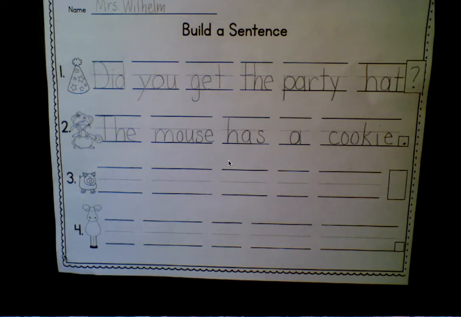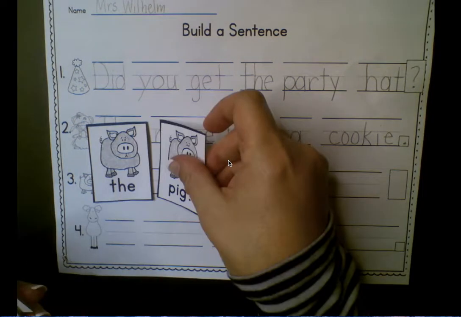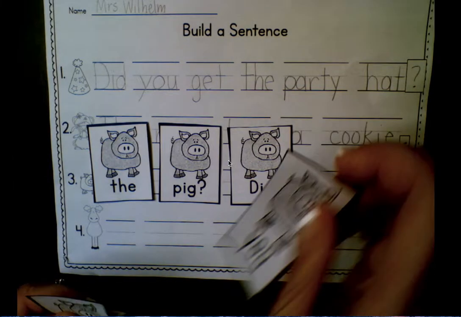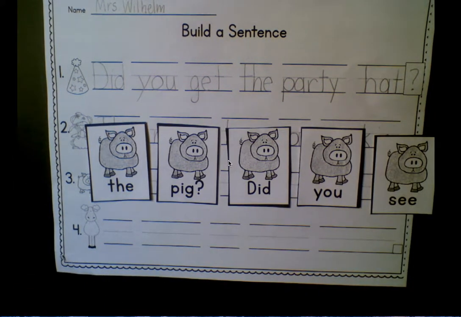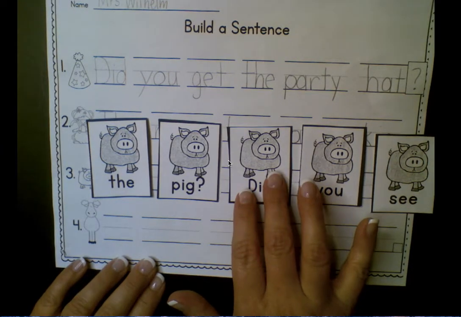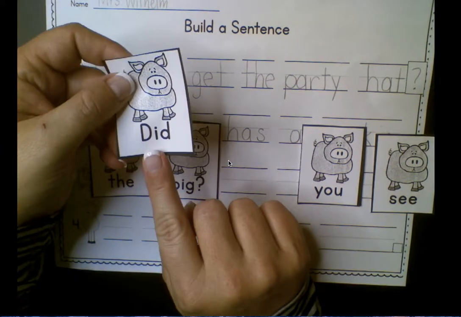This time, I'm just going to mix these up and we're going to see if we can figure something out. I'm just going to lay these out. We're going to read them and we're going to figure out what order they're going to go in. Do you see something that tells us what the first word of the sentence is? If you see a word with a capital letter, that's our first word of the sentence. And I found it. What's the word?